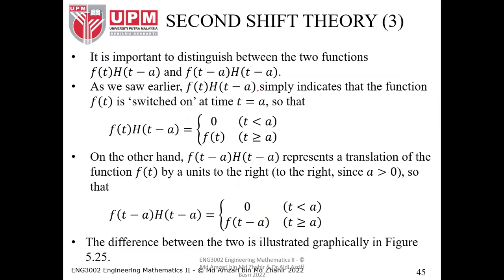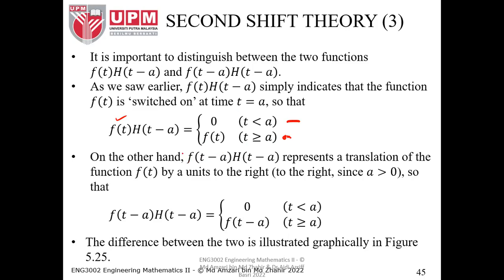This second shift theory is important to distinguish between two functions: f(t) H(t − a) and f(t − a) H(t − a). As we saw earlier, f(t) H(t − a) simply indicates that the function f(t) is switched on at time t equal to a, so a is the main one. If t is below a it becomes 0; if bigger than a, it is on, like a diode. If it is below a, it will be off.